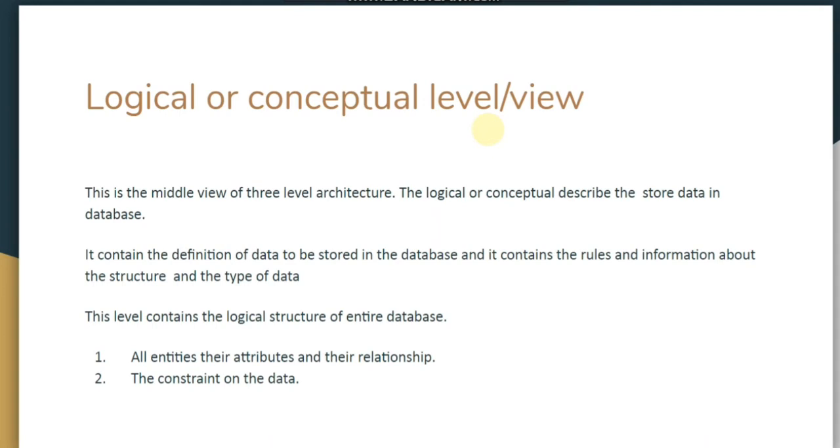So all entities, for example, we have a student entity, we have an employee entity, and the relationship among the employee entity and the student entity, or the relation between the student entity and the office. So whatever we have in a database, the constraints on the data, such as security and precautions, we can apply on the data at this level.